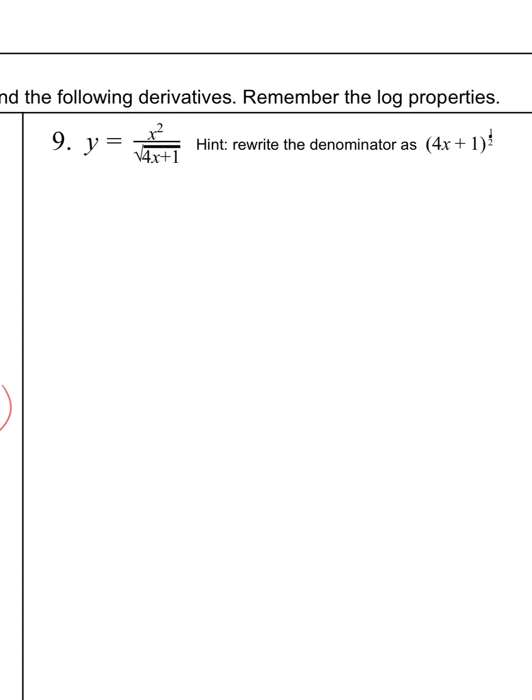Right here. I gave you a little hint here. A square root is the same as a fraction exponent of 1/2. So the first thing we do is ln both sides. On the left we have ln y, and on the right we have ln of that whole fraction, x squared over 4x plus 1 to the 1/2. So there was our first step.